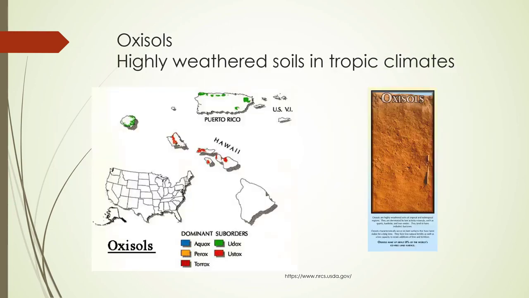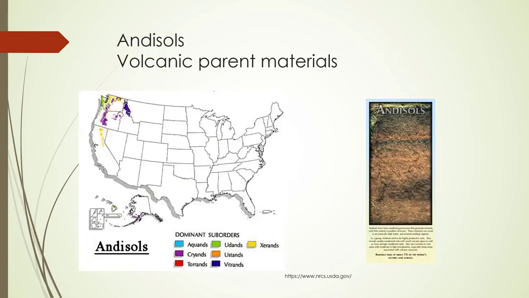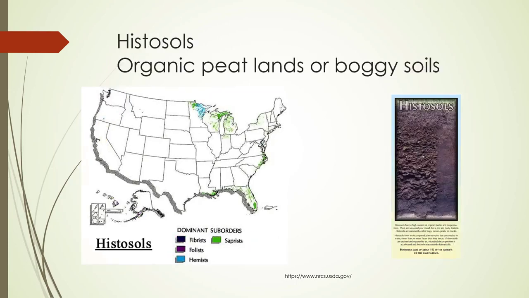Oxisols are highly weathered soils in tropic climates. You can see Hawaii, Puerto Rico, and they're very high in iron and aluminum oxides, very acidic. Andisols, volcanic parent materials, so we have quite a bit of that in our area. Again, not super defined in our layers here, but these are very productive soils and very high in natural fertility. Histosols are organic peat lands or boggy soils, and you can see that's going to be in the upper Midwest, and some into Florida.